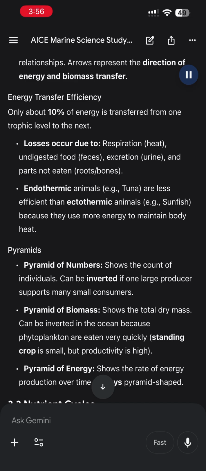Endothermic animals, e.g., tuna, are less efficient than ectothermic animals, e.g., sunfish, because they use more energy to maintain body heat. Pyramids. Pyramid of numbers shows the count of individuals.